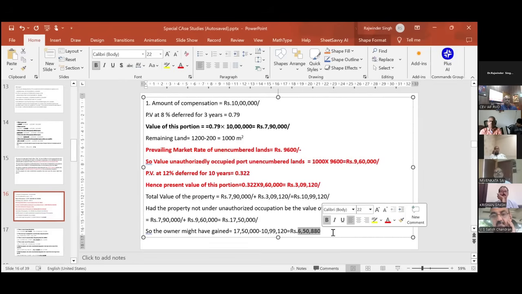So this is how, if you are doing valuation of a property which is under unauthorized occupation or having a legal entanglement, and if you are not doing valuation for banking purpose, you can do valuation for certain other purposes, such as for sale purpose or for purchase purpose, etc.